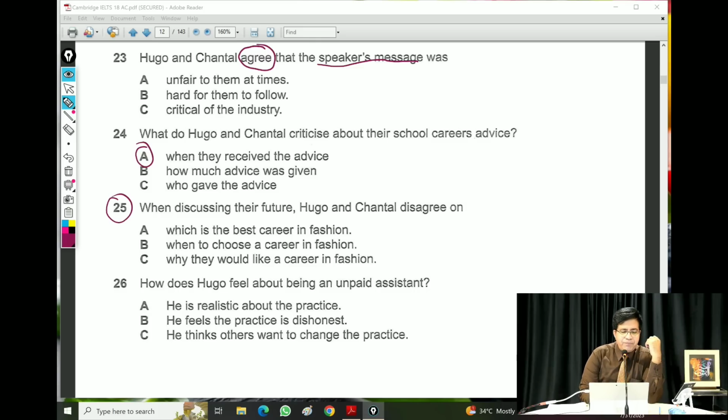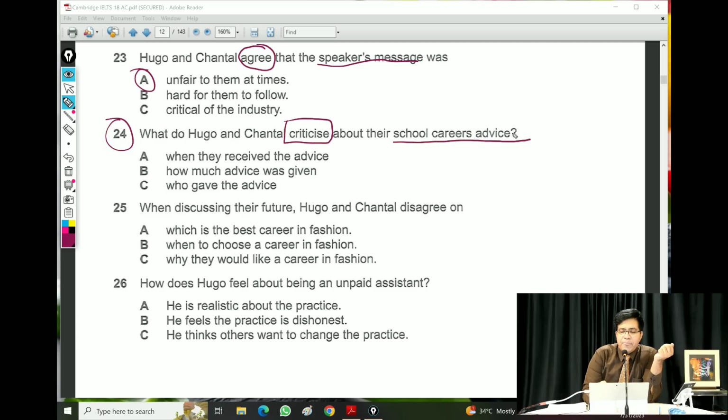Question number 25. When discussing their future, Hugo... Okay, 24, sorry. Question number 24. What do Hugo and Chantal criticize about their school career advice? Now, school career advice is a department in school. That department gives career advice to school children. So, they actually criticize their school career advice. Now, what do they criticize about? That will be your answer.